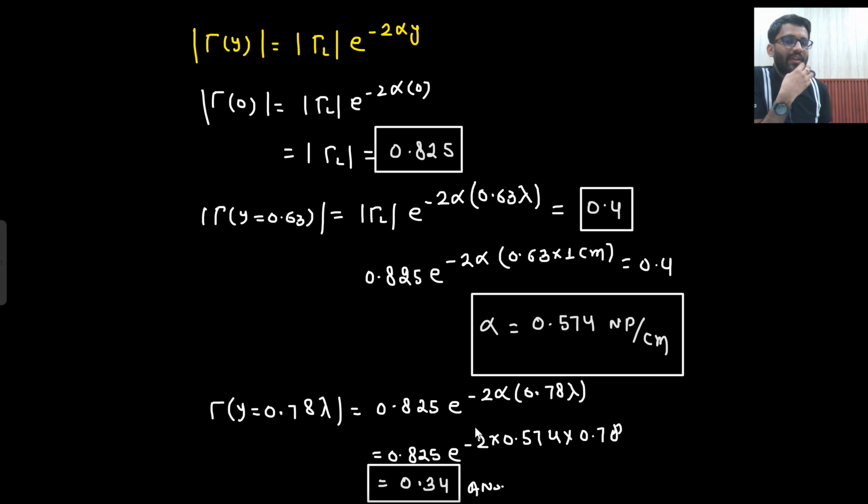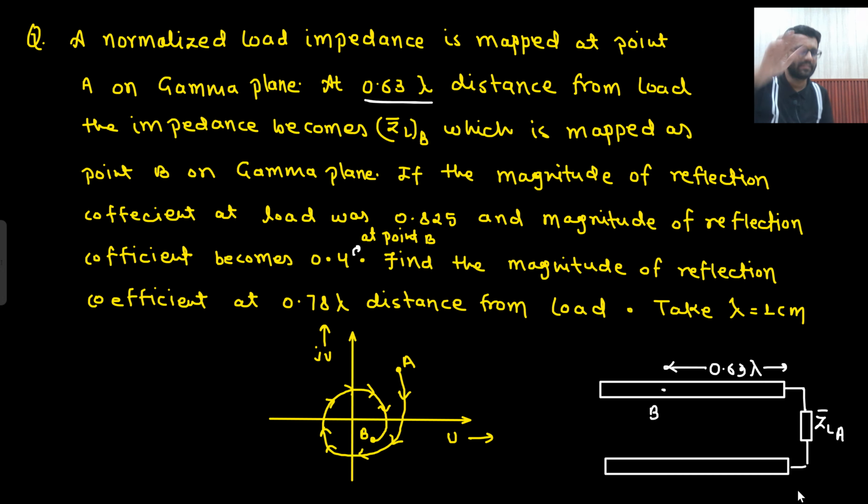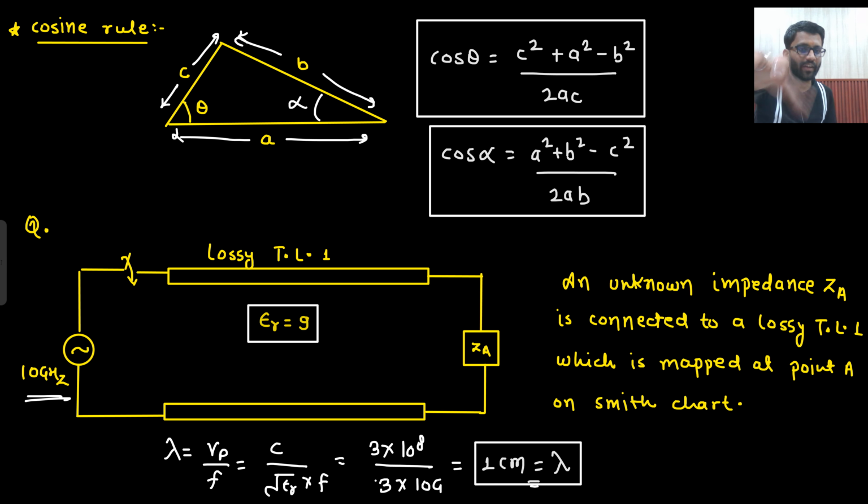And if I know the value of OB, that means I know the mode of gamma L at 0.63 lambda. And from there, I need to find the value of alpha. So did you understand why I picked this question? Did you understand why I made this diagram here? And did you understand how I framed this question? Everything is clear.